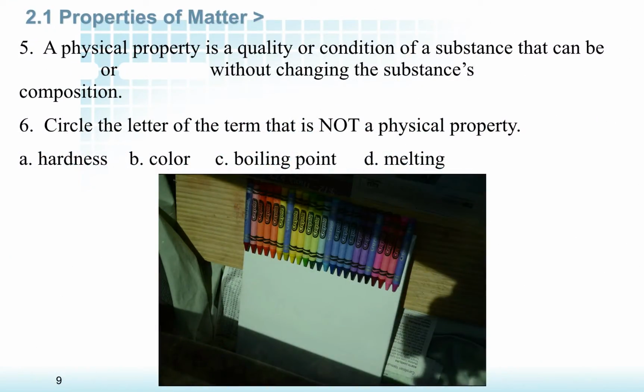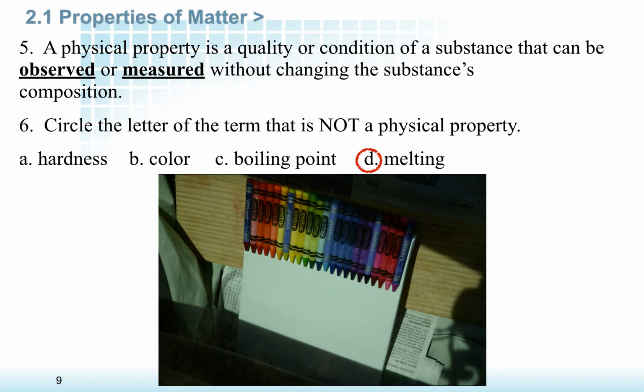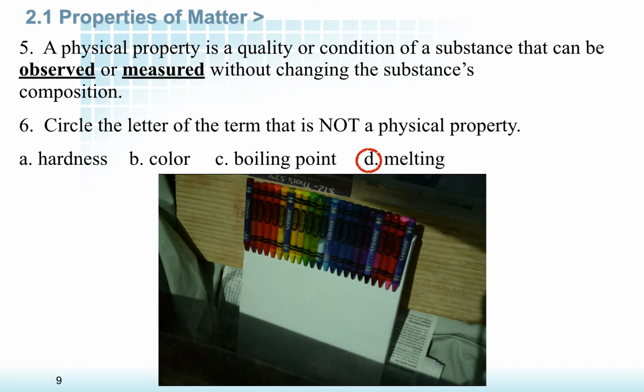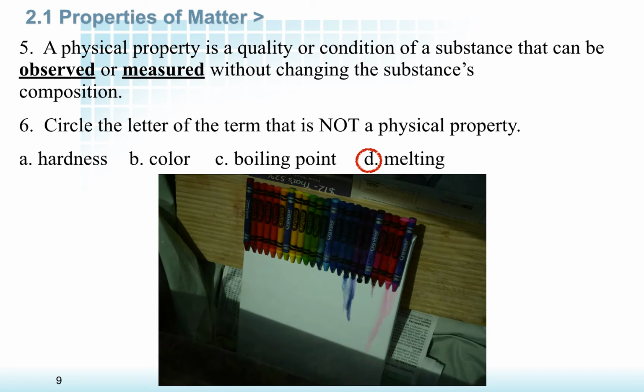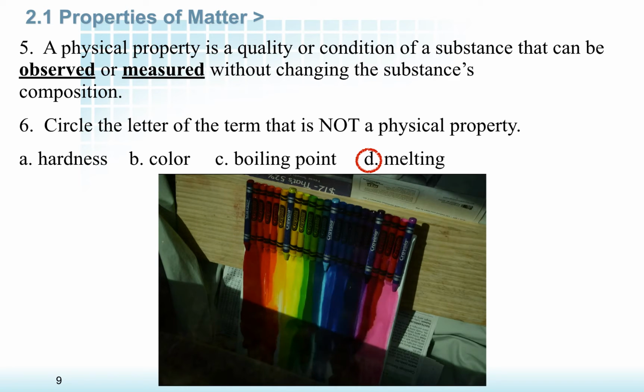A physical property is a quality or condition that can either be observed or measured without changing a substance's composition. Observing is when you take a qualitative measurement, and measured is when you take a quantitative measurement. So observing is for intensive and measuring is for extensive. Now what you see there is a crayon rainbow, which is when you take solid crayons and put them in front of light, and the heat from the sun will cause them to melt to make the rainbow.